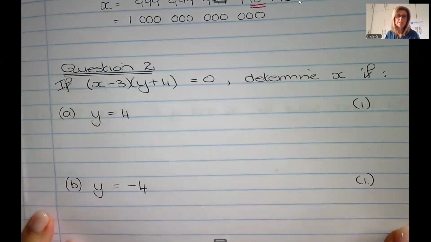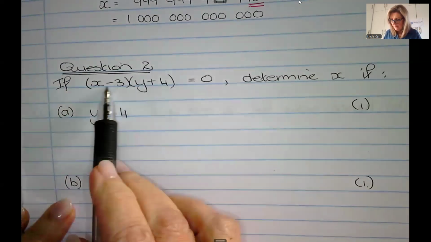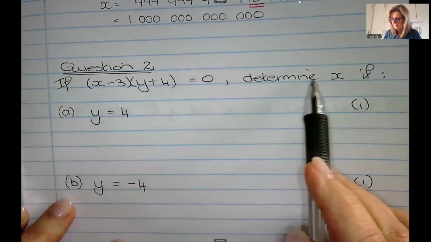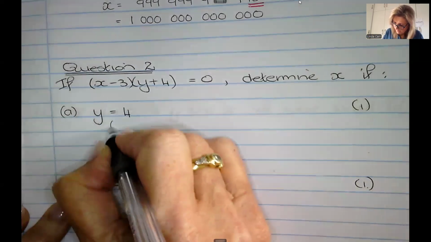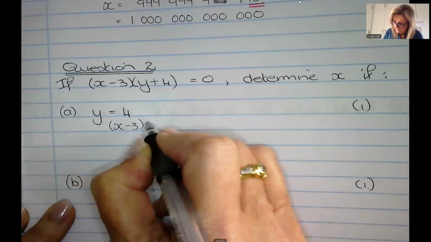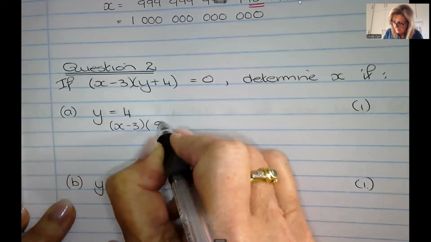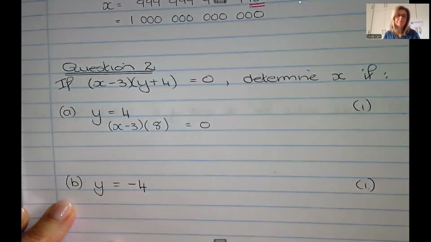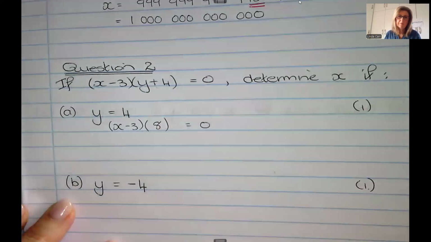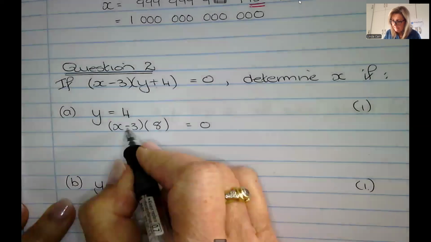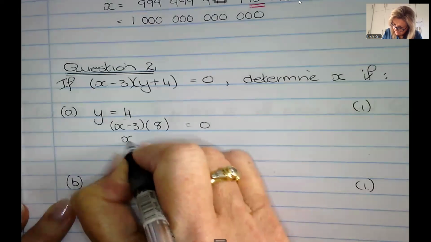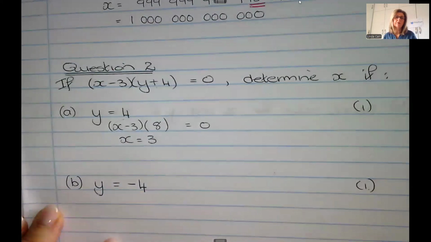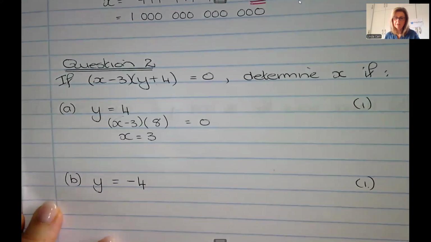Right, this is a little old favorite. Given that, determine x if y is equal to 4. Okay, well, if y is equal to 4, then we've got x minus 3 times 8 equals 0. So clearly 8 can't be 0, and therefore the only thing that can be 0 is the x minus 3. And so we would say x has to be 3. That's the only possible correct answer for that one.